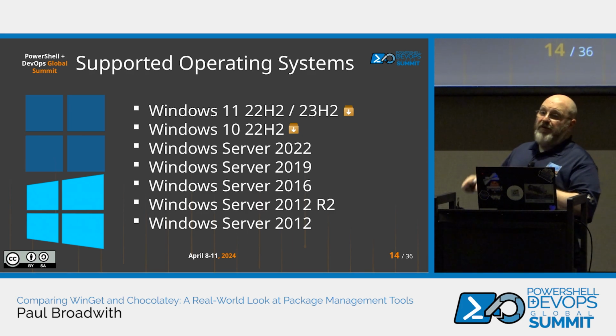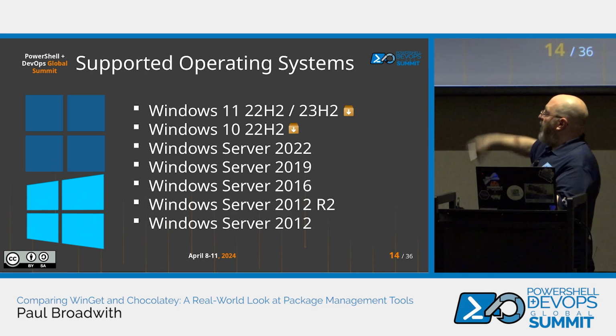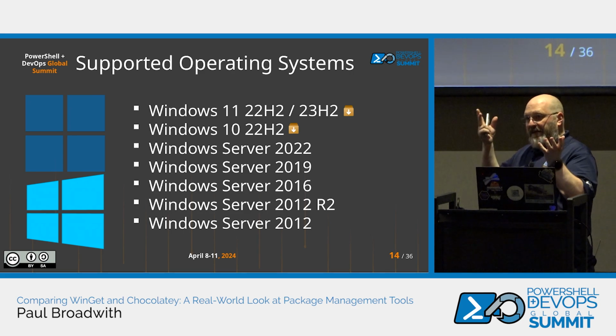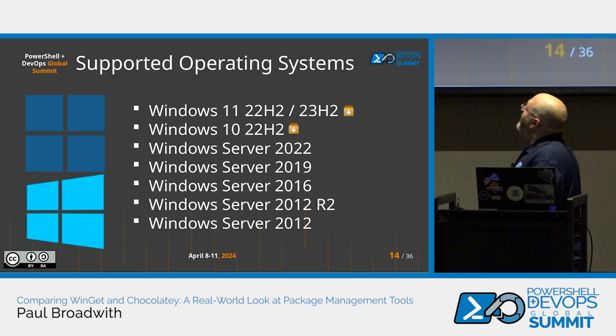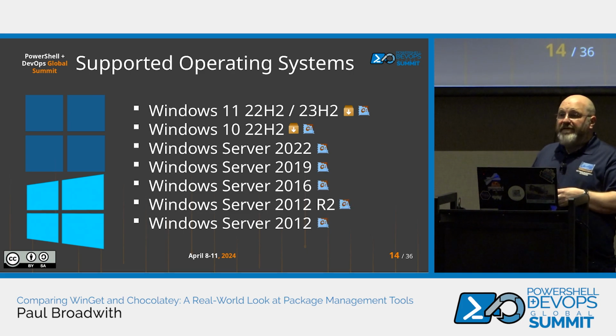Windows Server 2022 has experimental support. We'll touch on that in the next slide, but that's all it will run on. So if you've got any of these other operating systems, WinGet isn't an option for you at all. Stop here, leave. You can't use it. Whereas Chocolatey CLI will actually run on all of these operating systems, and is supported on them.